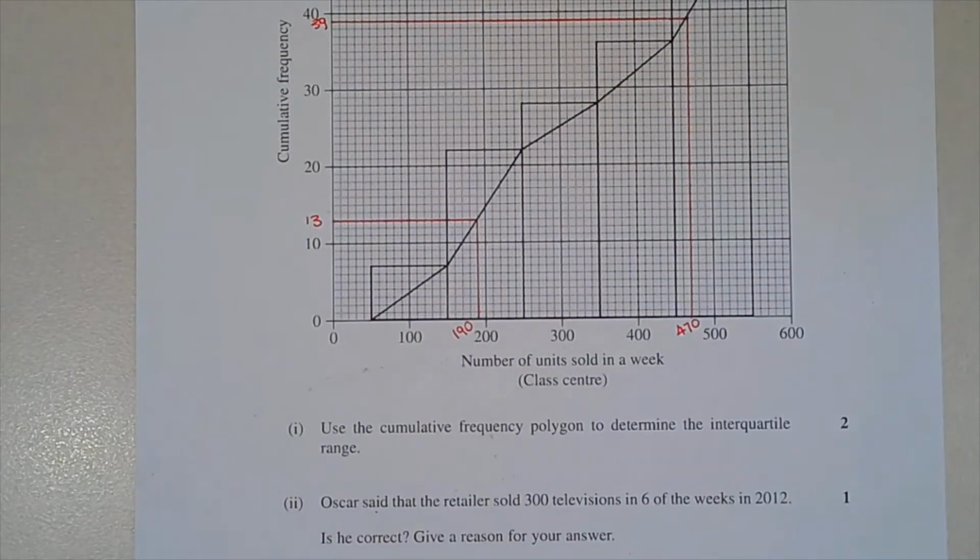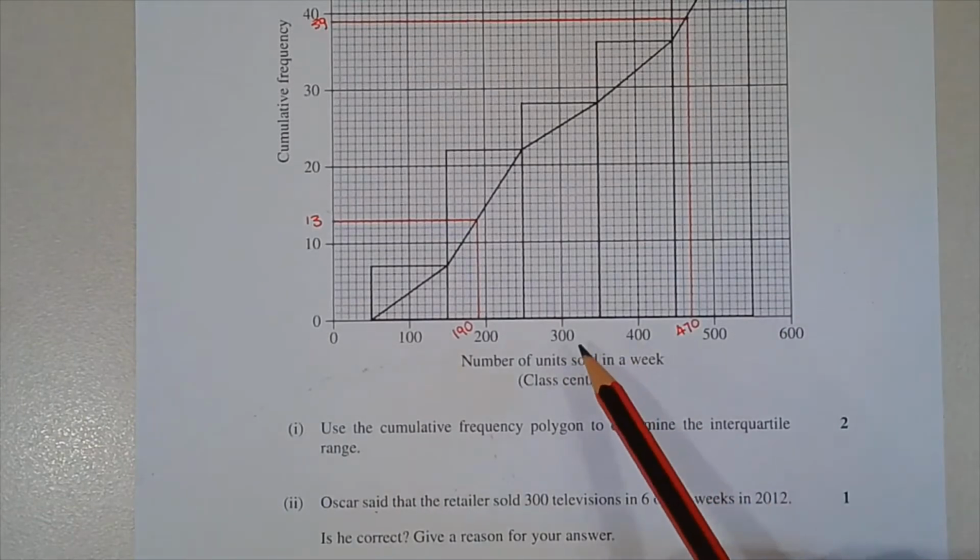So he's incorrect. Data is grouped, which means that individual or specific weekly sales cannot be determined with any degree of accuracy. And the class center of 300 includes sales from 250 right up to 349 televisions per week. So we've got to understand, or sort of remember, that 300 really represents a group and not a particular number of units sold.